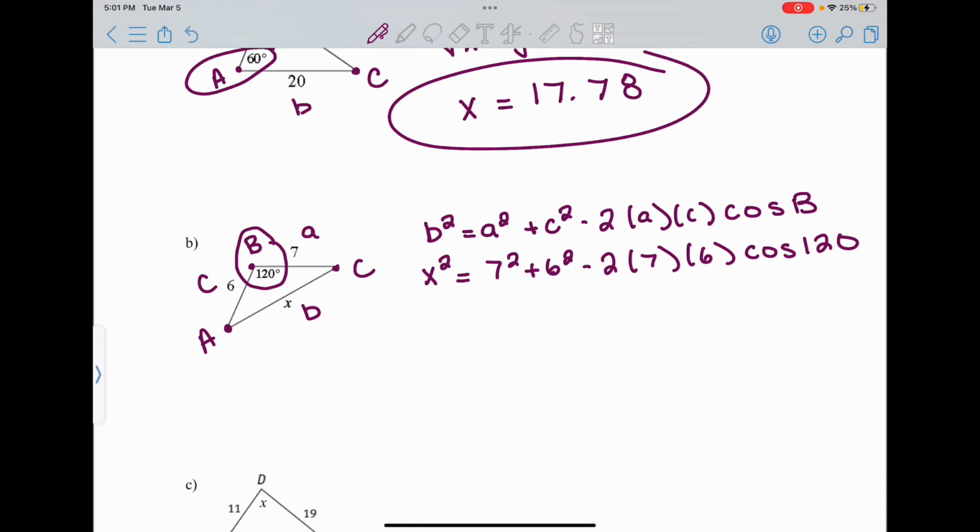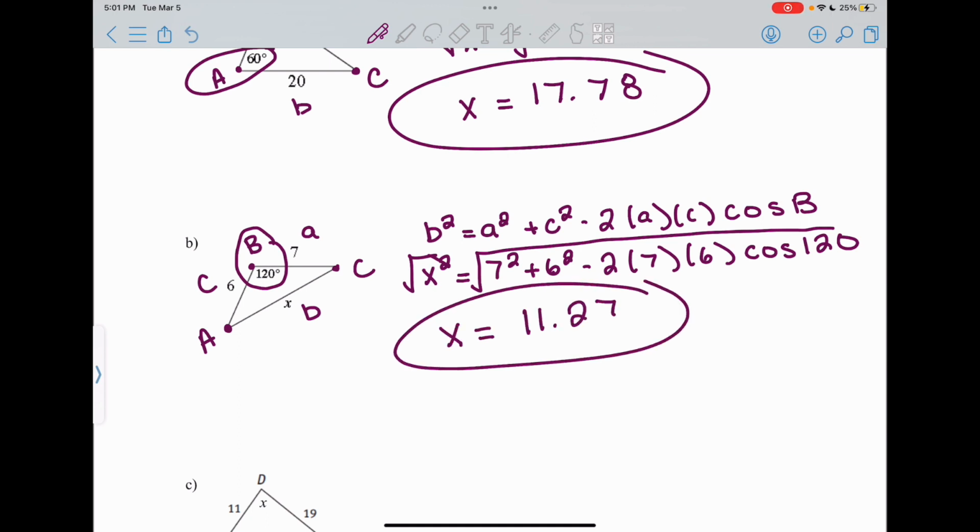And once again, to get rid of the squared, all I have to do is square root both sides. And if I plug that all into a calculator, I should get 11.27.